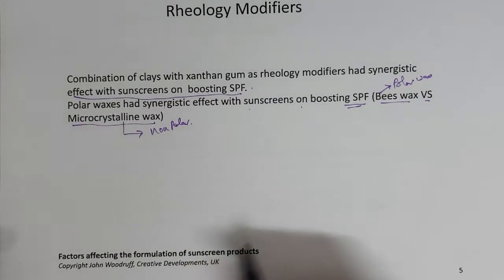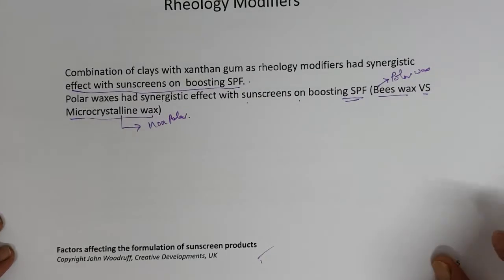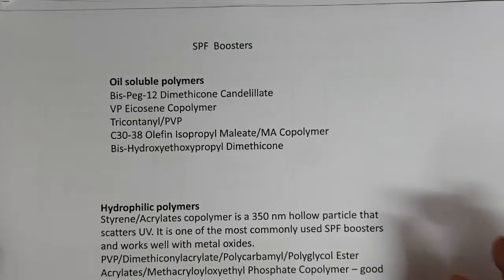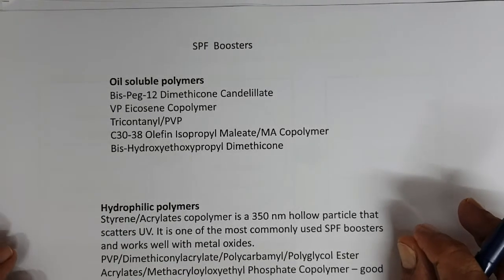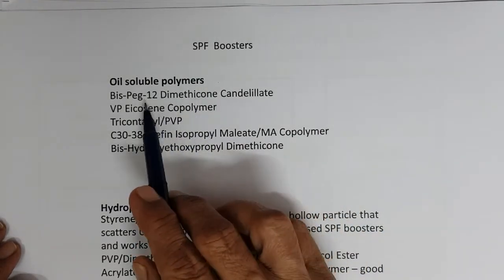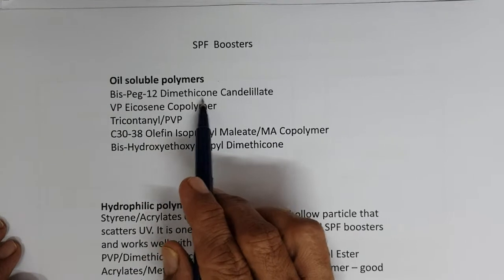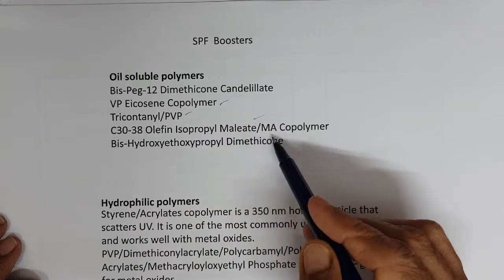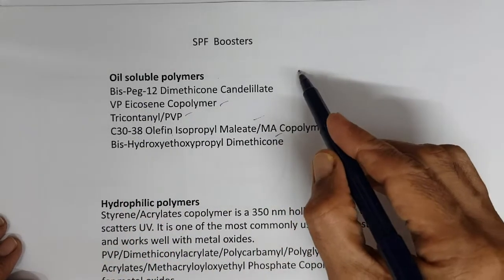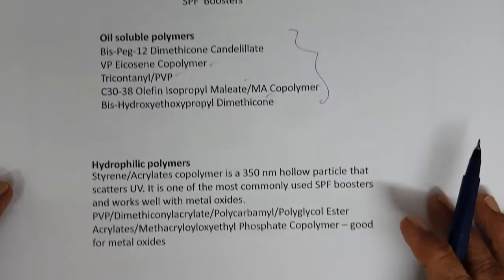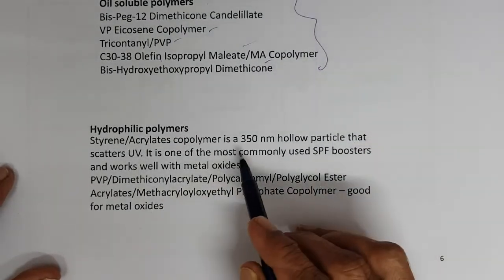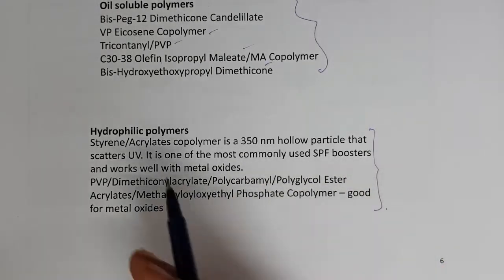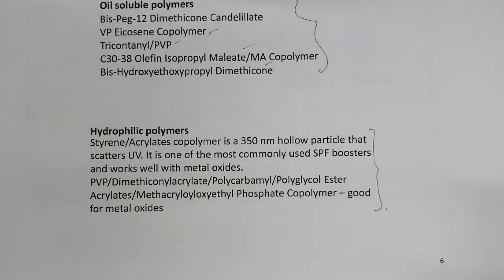Factors affecting the formulation of sunscreens, this is the reference, right. SPF boosters. Some polymers boost the SPF. For example, oil soluble polymers like bis-PEG-12 dimethicone candelillate, BP eicosene copolymer. All these oil soluble polymers boost SPF. Same way, these are hydrophilic polymers that can boost the SPF. You can go through the list. So, what happens?